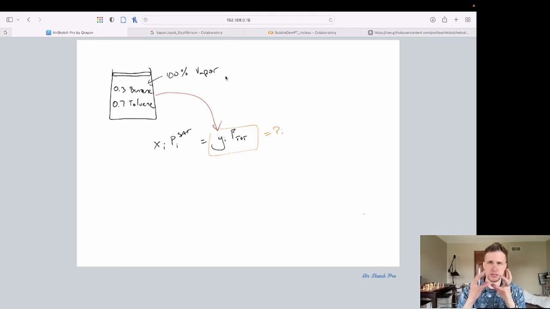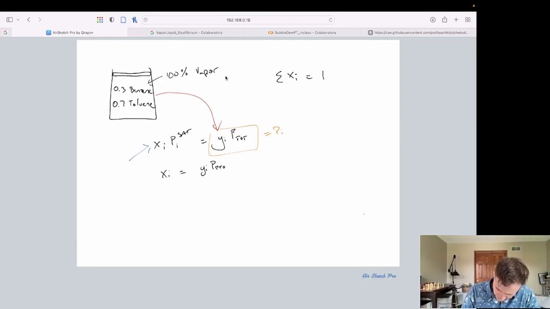But now what we're asking for is, what is the mole fraction in the liquid phase, which is going to be our x values. Something that we need to remember is that the sum of our mole fractions in the liquid phase will equal 1. And so that's going to come into play here. If we rearrange this equation, the mole fraction in the liquid phase, which is what we're curious about, is just our partial pressure for each component divided by the pure component vapor pressure for each component.